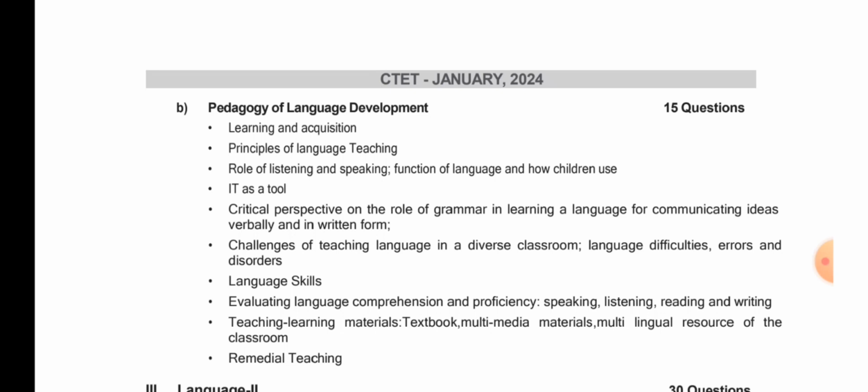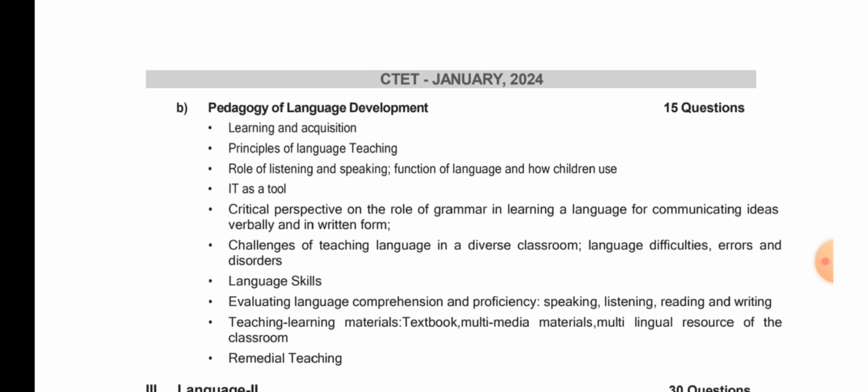So, critical perspective on the role of grammar in learning a language for communicating ideas verbally and in written form. Now, what are the different perspectives on the role of grammar? So you know that whenever we are trying to learn any language, grammar is very important, right? We should know how to connect sentences, what we are talking about, how to frame a question, how to make an interrogative, how to ask questions, how to make a statement, how to maintain our tone, how to maintain our dialogues or whatever we are doing. So grammar plays a vital and crucial role in the process of learning languages.